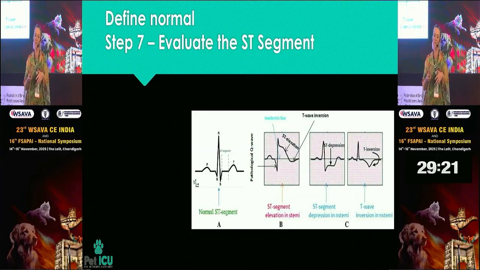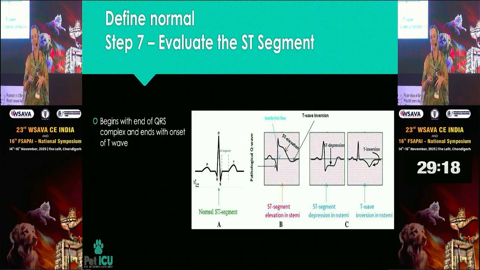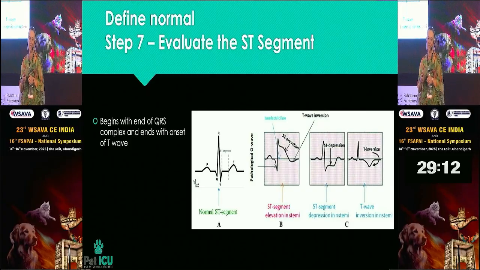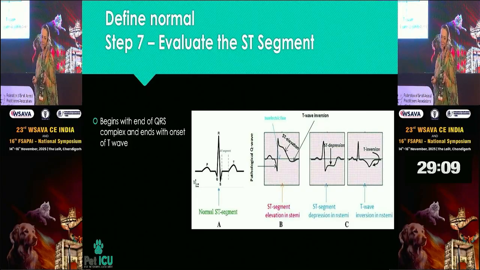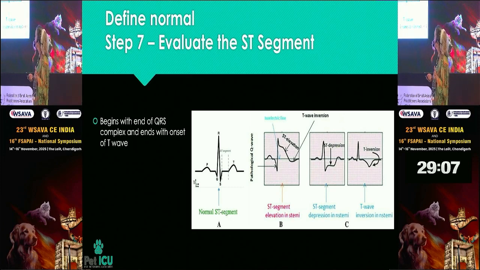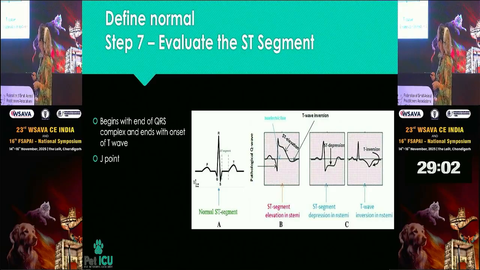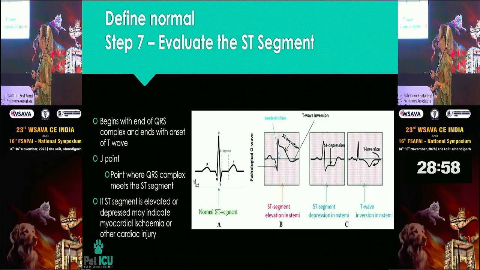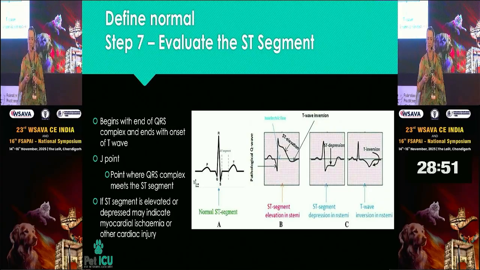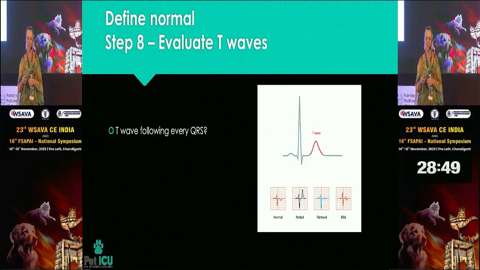And again, in humans they evaluate ST segments very closely. We're aware of it, and it's a good thing to look at and get used to looking at. It begins at the end of the QRS complex, and it ends with the onset of the T wave. So you're looking at what that section is doing. If the ST segment is elevated or depressed, it may indicate myocardial ischemia or other cardiac injury. They look at this especially when people are having heart attacks.